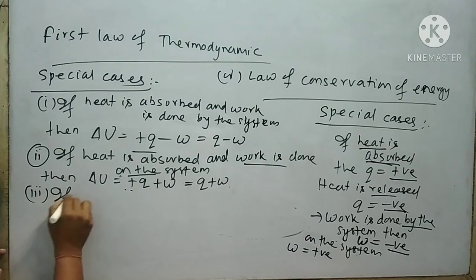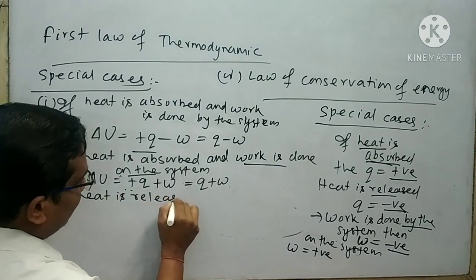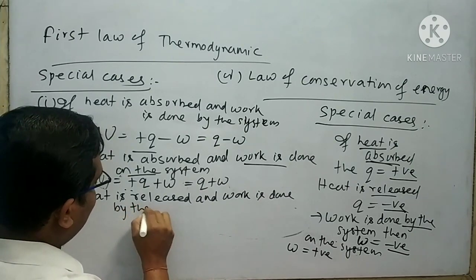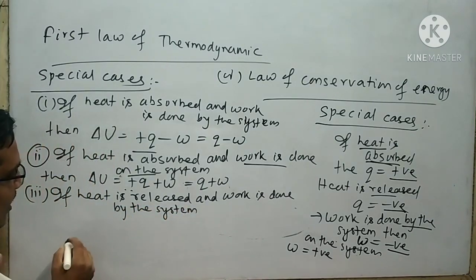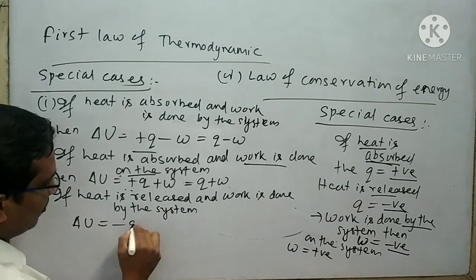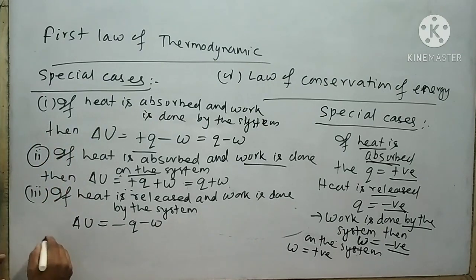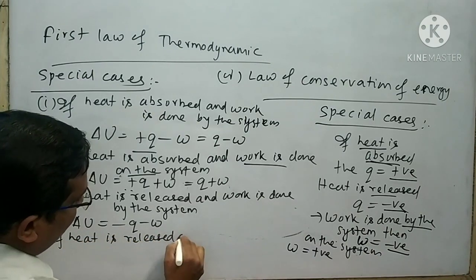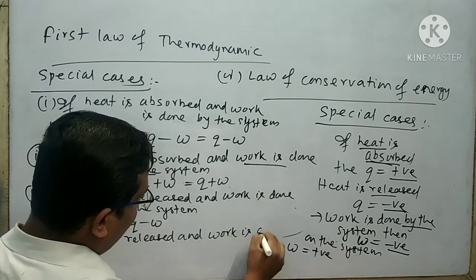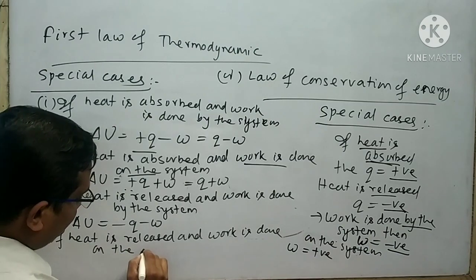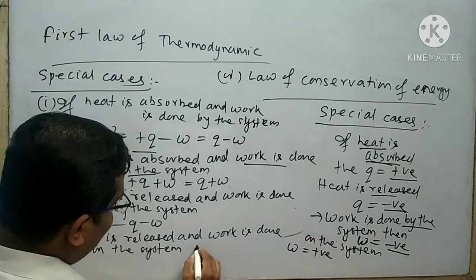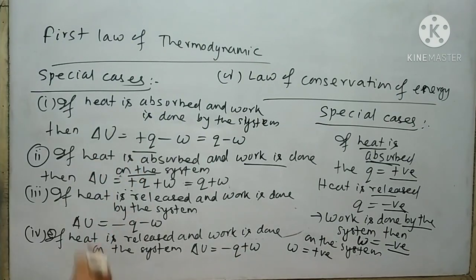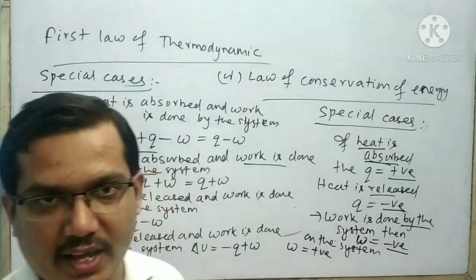Similarly, remember if heat is released and work is done by the system, then I can write del U equals minus Q minus W. Similarly, remember if heat is released and work is done on the system, then I can write del U equals minus Q plus W. These are the special cases of the first law of thermodynamics.